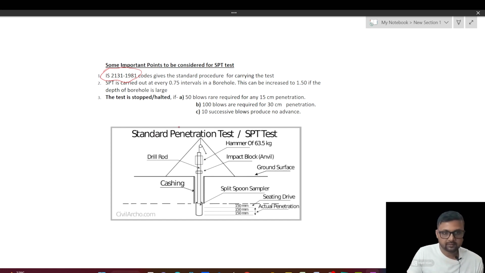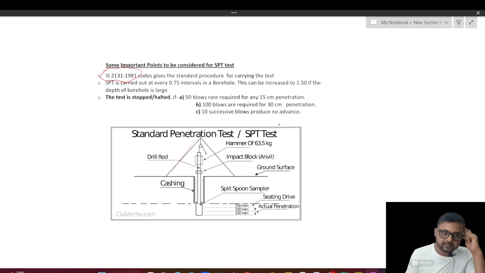Now see this diagram. This is the whole SPT test setup. This is the tripod. You can see this is the tripod, right? This is the pulley. This is the hammer. This is the anvil, and this is the drilling pipe. You can see this is the drilling pipe, and this is the split spoon sampler, right? And see these three penetrations, 150, 150, 150, right? The first 150 penetration is called the seating drive. The last 150 plus 150 is how much? 300 mm is the actual penetration, through which we can calculate the SPT number, right?